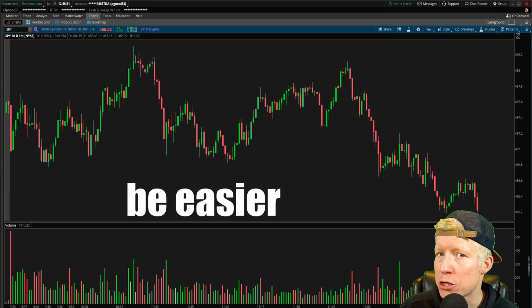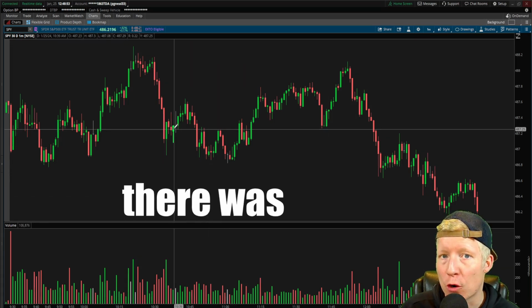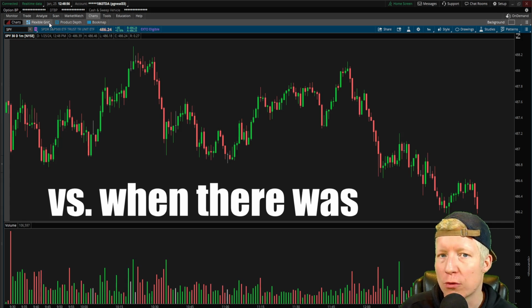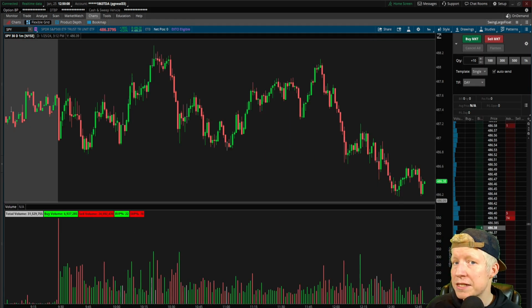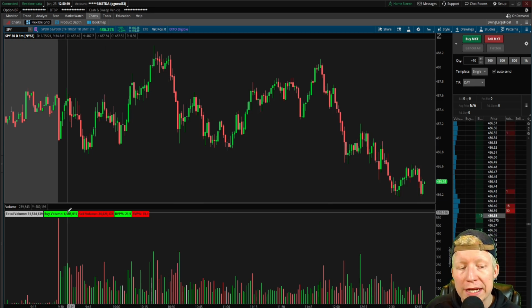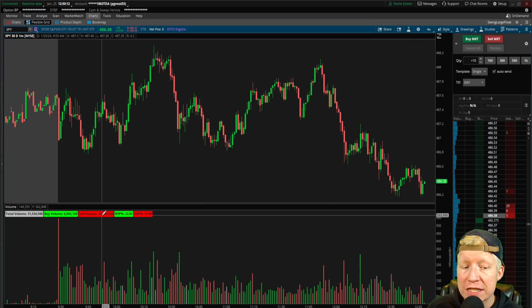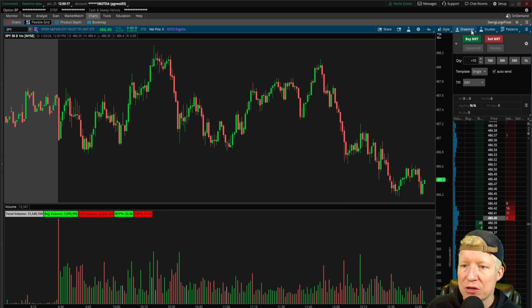Wouldn't trading be easier if we knew exactly when there was buying pressure versus when there was selling pressure? Let's talk about it. This custom Thinkorswim indicator is showing us the buy volume versus the sell volume in both gross number and in percent.